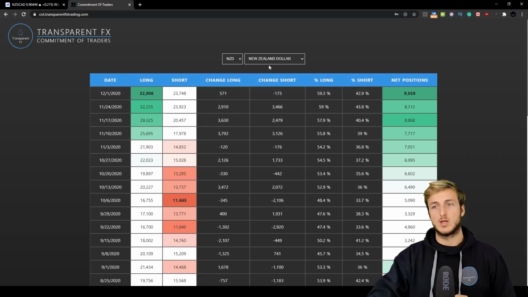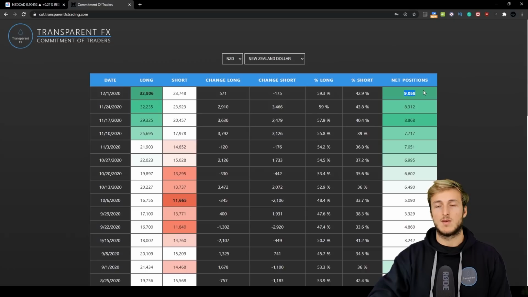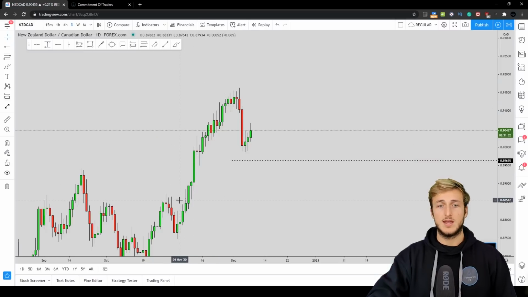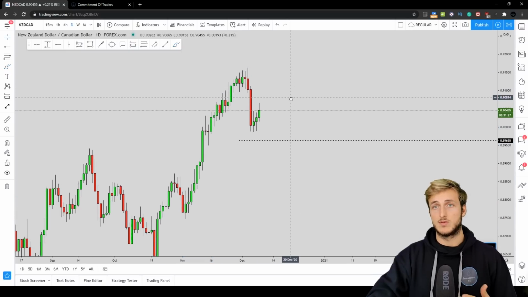Now on the NZD, what can we see? We can see that hedge funds have been building pretty massive long positions. In fact, we went from having 3.3k net positions all the way up to having 9k net positions, with an extra 571 long positions added with the last report and 175 shorts getting closed, reaching 32.8k long positions and 23.7k short positions. So the NZD has been getting very strong, and we definitely have seen this reflected in the price action with the massive move to the upside that we wanted to see from the first place.